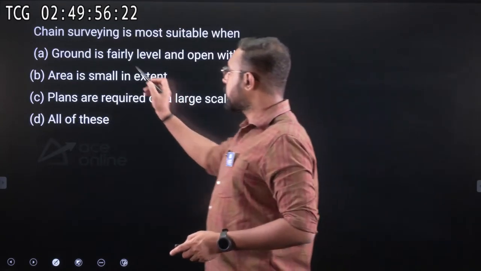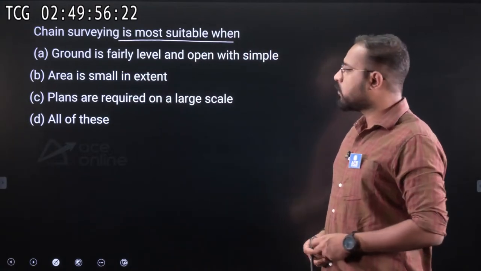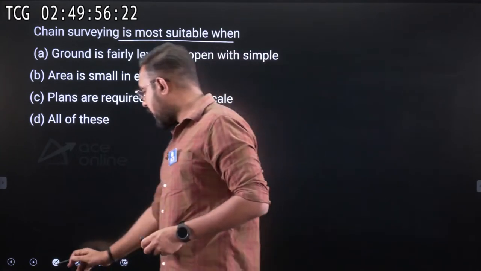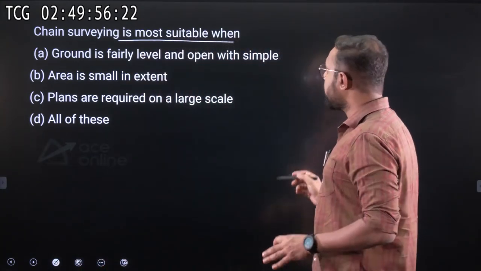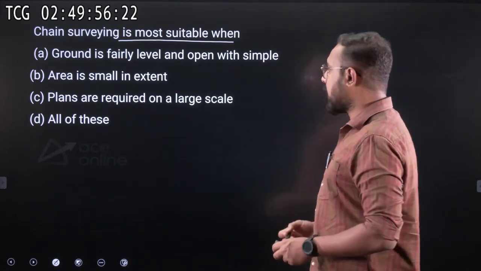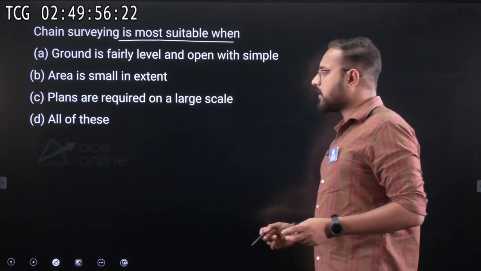Right, next up. Chain surveying is most suitable when... So they are asking about the field condition. Ground is fairly level and open with simple details to be plotted. Area is small in extent. Plans are required on a large scale. All of the above. What is the correct answer here?